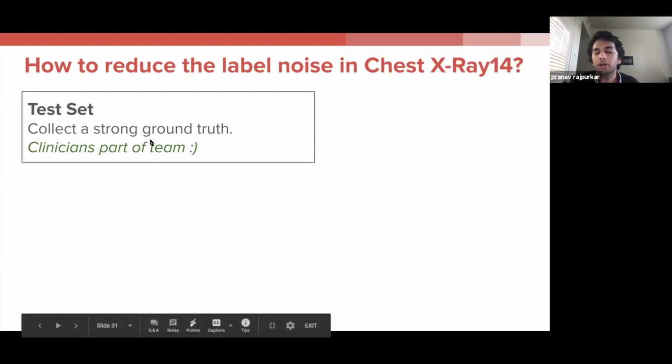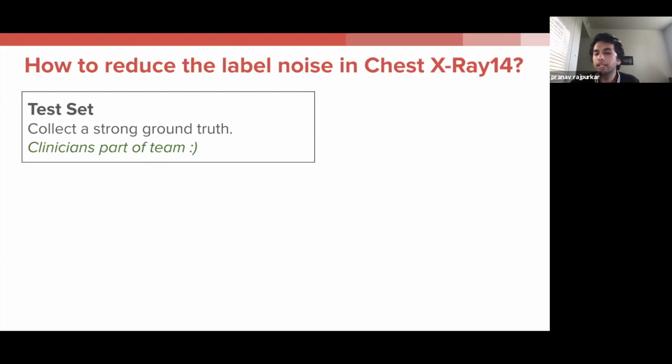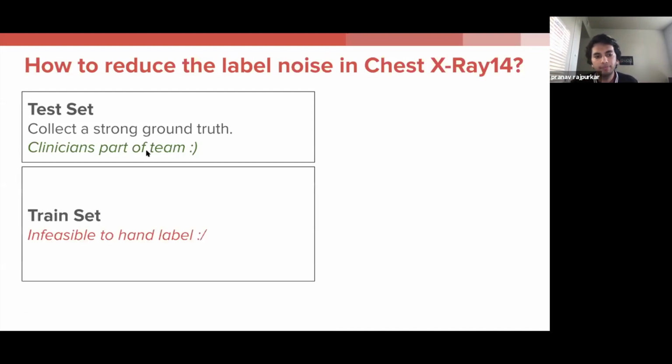You can collect a strong ground truth. You can say, let's put a bunch of clinicians in a room together, let them figure out the test set annotation. But then if you want to train a deep learning model, you just can't do this for 100,000 chest x-rays. You can't get radiologists in a room together and say, you know what, you're going to sit in here for the next 10,000 hours until all of our data set is labeled. It's just infeasible. So what do we do there?